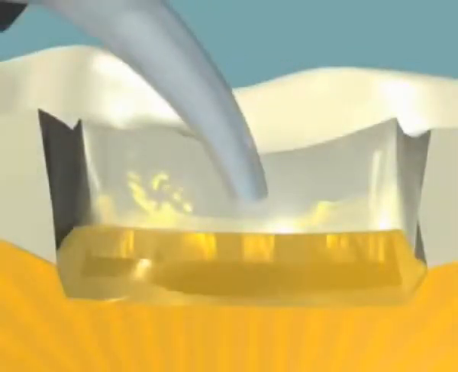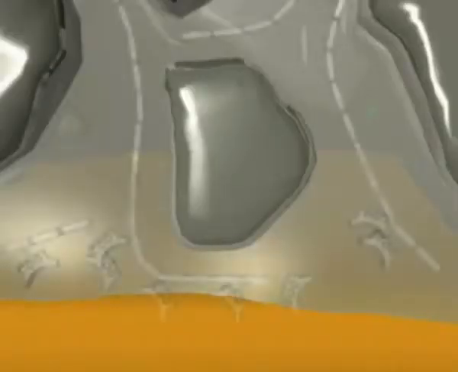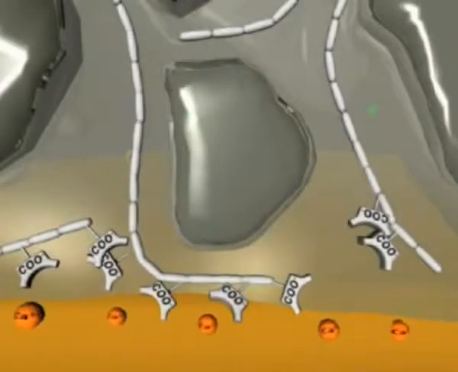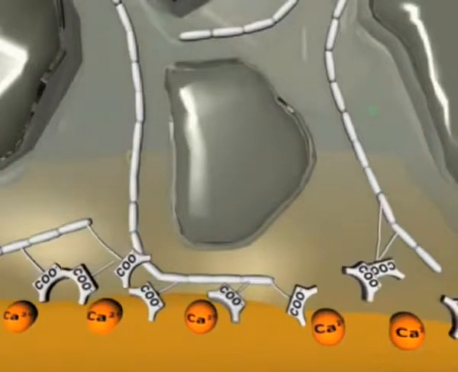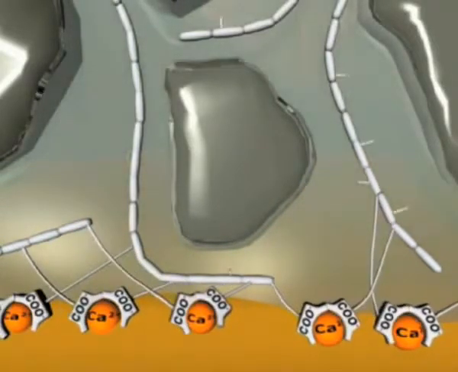It is essential that the glass ionomer is placed while it has a glossy surface. The gloss is free polyacid, which is able to penetrate the cavity surfaces to form a strong, hydrolytically stable chemical bond to calcium ions within the dentin and enamel.